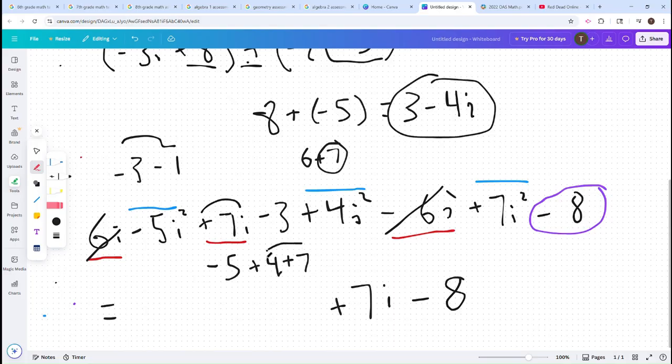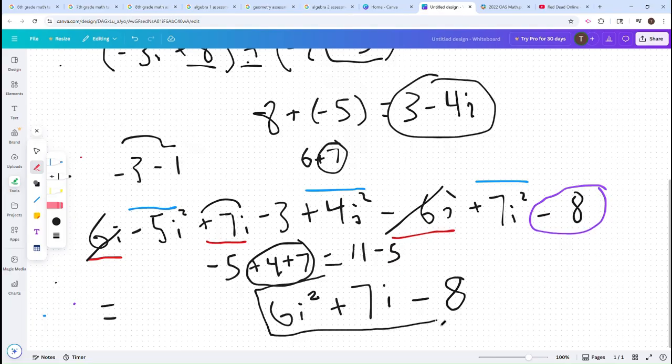Well, these we can combine into 11, and then we'll subtract 5 from that, giving us 6i squared. This is what you get when you add that big old problem together: 6i squared plus 7i minus 8. If the term or the variable is the same, then you'll just add or subtract the coefficients.